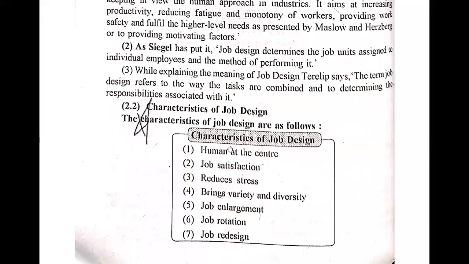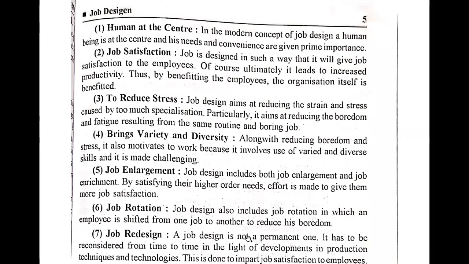Let's see it one by one. So, here on the screen, we are given the characteristics of job design. In the characteristics, the first characteristic is human at the center. So, when the job is being designed by the executive, they always keep the human at the center. Second thing is job satisfaction. Third is reduce stress. Fourth is bring variety and diversity. Fifth is job enlargement. Sixth is job rotation, and the seventh is job redesign. So let's understand each and every characteristic one by one.